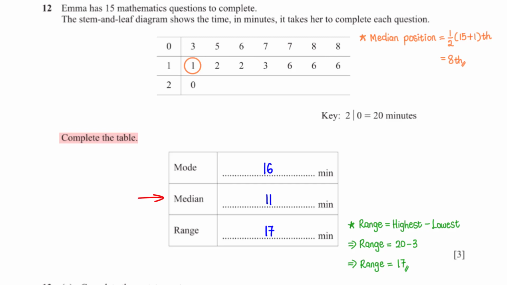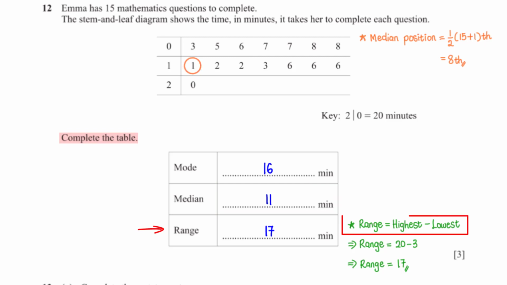The stem and leaf diagram is already arranged in ascending order, so we can go ahead and find the position of the median using the formula half of n plus 1, where n in this case is 15. This gives us 8. The number in the 8th position is 11.